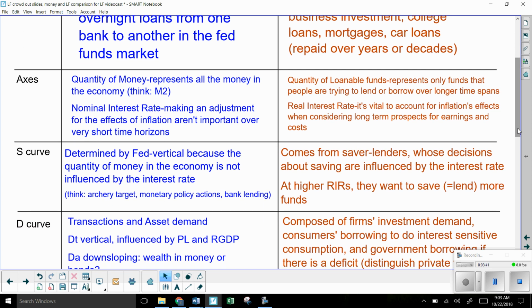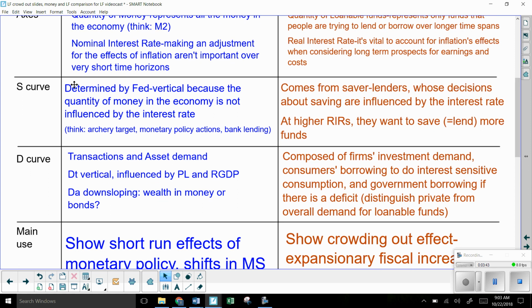Think about components of the demand and supply curves. The supply curve in the money market just looks different than normal because it's a vertical line. That means the quantity of money is independent of the interest rate. And the demand curve is downsloping. It's the sum of transactions and asset demand, and that goes back to why we want money. Two reasons: either to do transactions, and so that's transactions demand, mostly considered to be vertical, and it's influenced by the price level and real GDP. Those are the factors really that shift money demand.